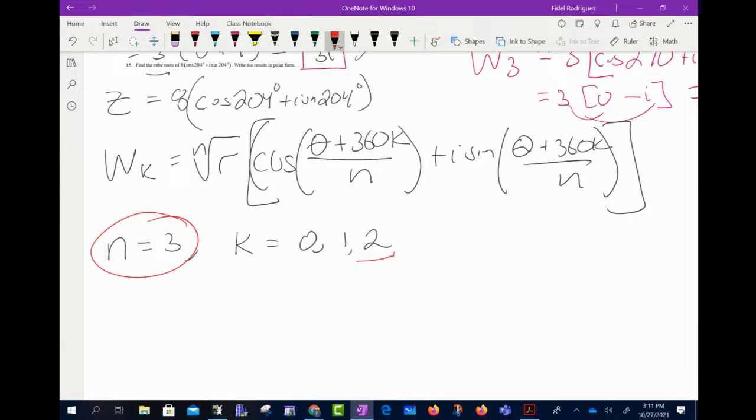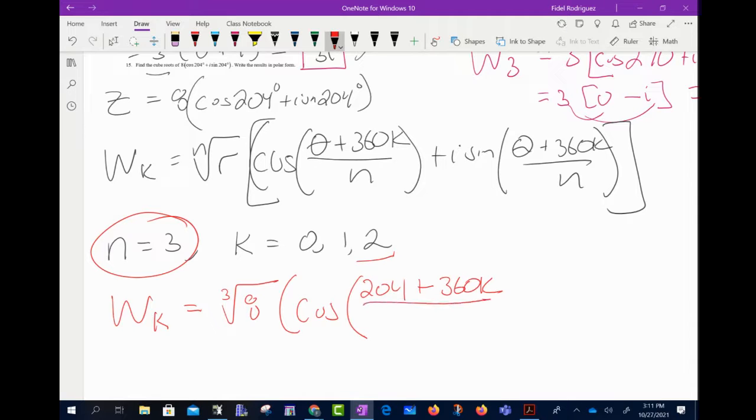So let's see if we can figure this thing out. W_k equals the cubic root of r, which in our case is 8, times the cosine of theta. Theta in our case was 204, plus 360k, over n, which is still 3, plus i sine of 204, plus 360k, and my n again is still 3.